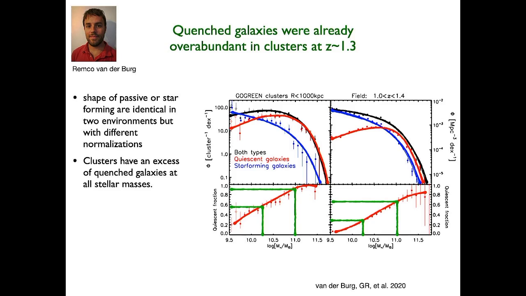So we have to ask ourselves, what drives this? Is this a sign of some new kind of quenching process? Is environmental quenching at Z greater than this something that doesn't happen? Is this some enhanced intrinsic quenching? So we've done lots of work to try and understand this.